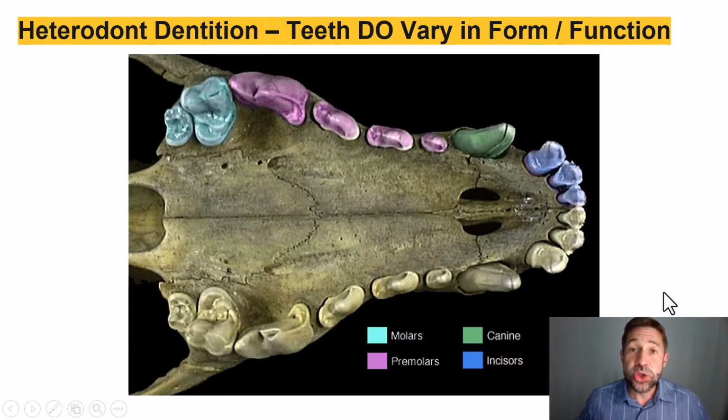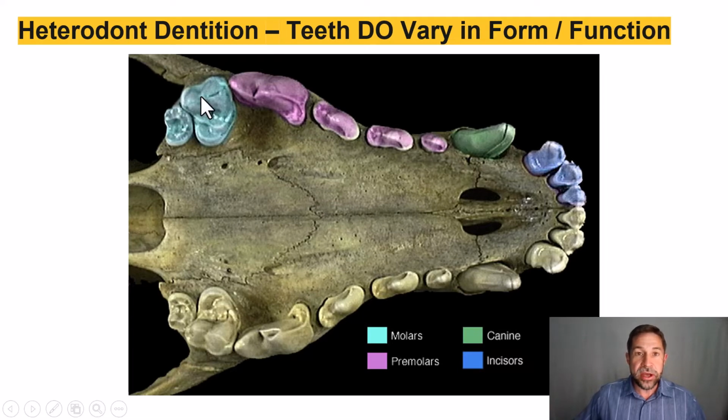That said, the majority of mammals exhibit heterodont dentition. That is to say, different types of teeth that vary in their morphology, their shape, as well as their jobs. So these teeth include the incisors at the anterior of the upper and lower jaw, denoted in blue on this image of a wolf skull, the single pair of canines in green, the premolars, which are in purple on this picture. And then lastly, we have the molars in light blue.